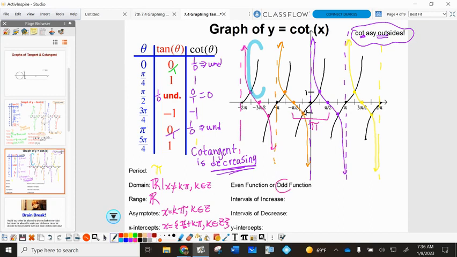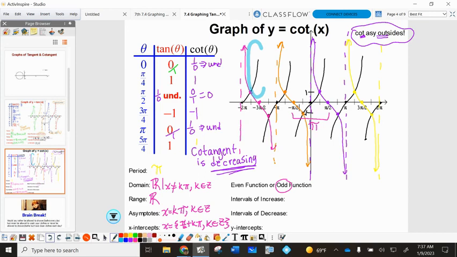This is an odd function. Again, you can check for origin symmetry by drawing a line from any point to the origin, same distance on that same line, you should hit a point. I think that's a great way to check for origin symmetry. It does in fact have origin symmetry.